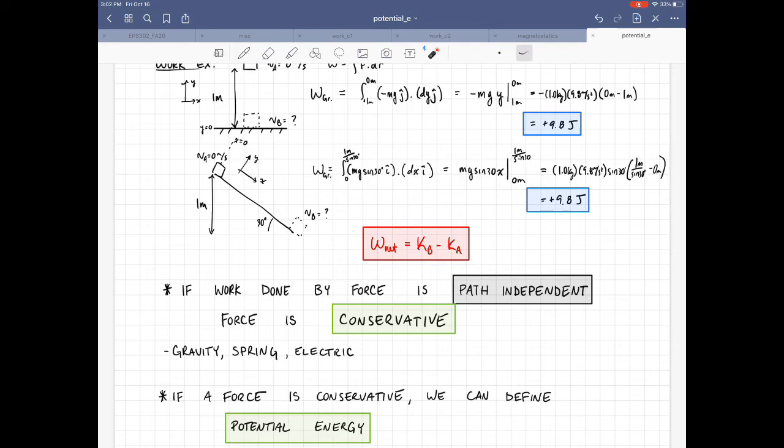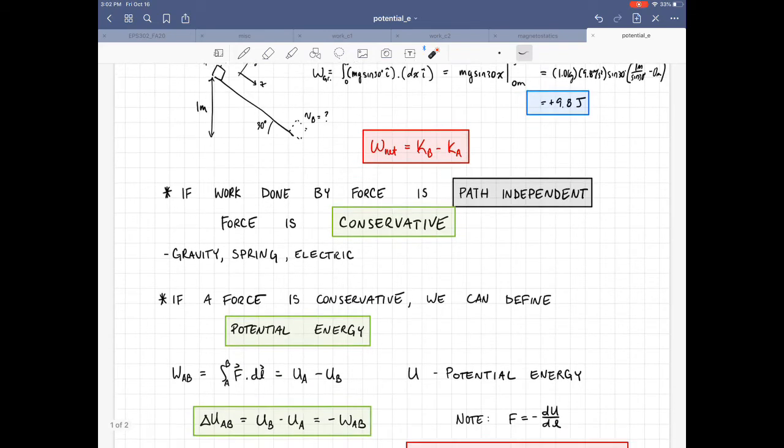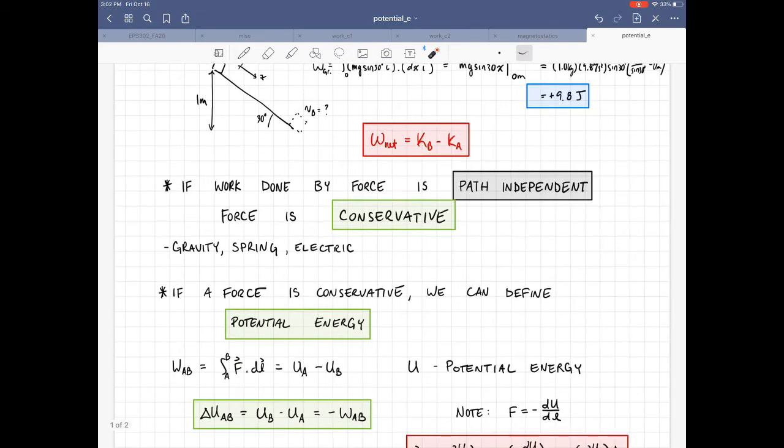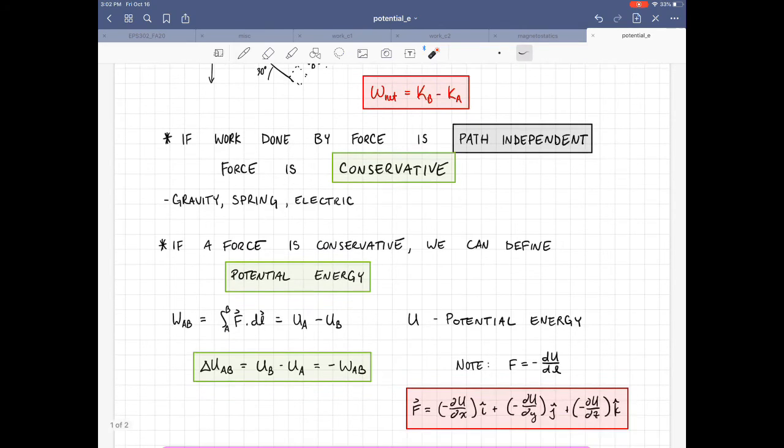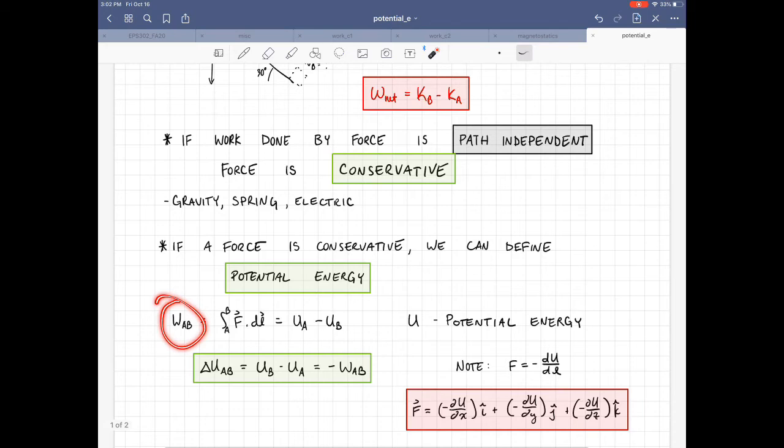And so the conservative forces that we're going to see in 101 are gravity, of course, I'm giving this example, but also spring force. And then in 102, when we start dealing with the electric force, we'll look at that being a conservative force. Now, if the force you're dealing with is conservative, then we can define something called potential energy. And so the way that we're going to define potential energy is sort of with the work definition.